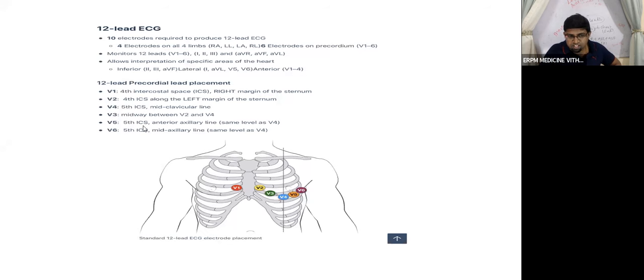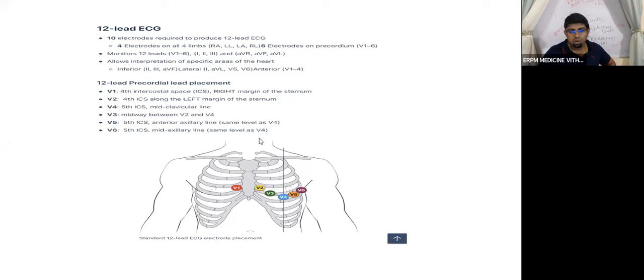So where do you put the V5? The same fifth intercostal space in the anterior axillary line, you put the V5. The same intercostal space in the mid axillary line, you put the V6. And the next 4 are put in the limbs, so it's not a problem. Understood?